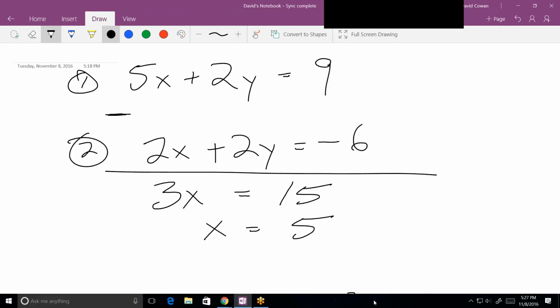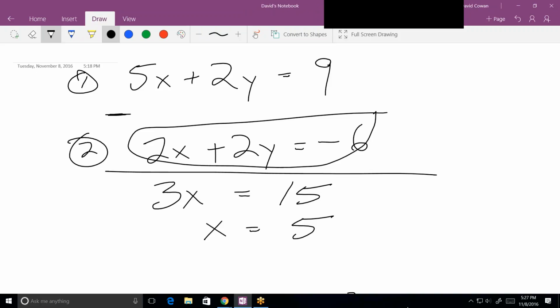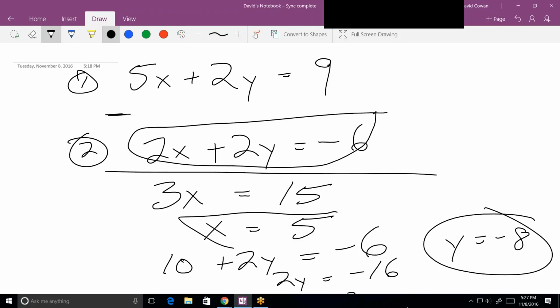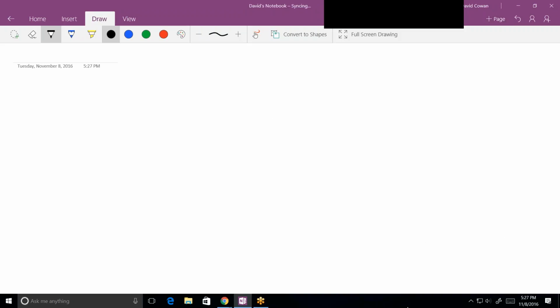Now, to figure out y, I would go into the simplest equation on the page, which is that one, and substitute 5 for x. So now I have 10 plus 2y equals minus 6. 2y equals minus 16, y equals minus 8. X equals 5. So it's a terrific method to use as long as you can easily eliminate a variable.